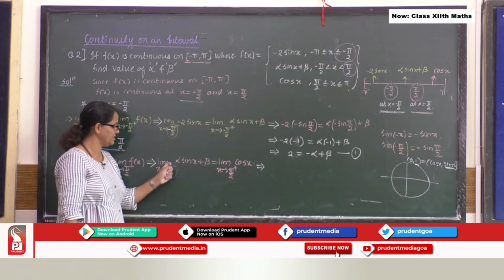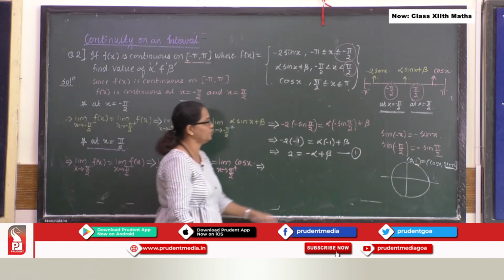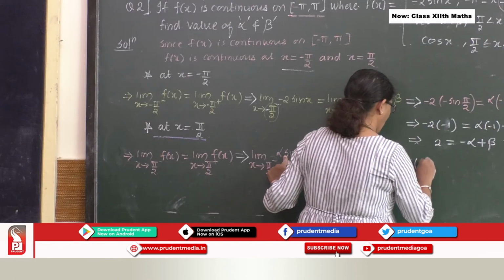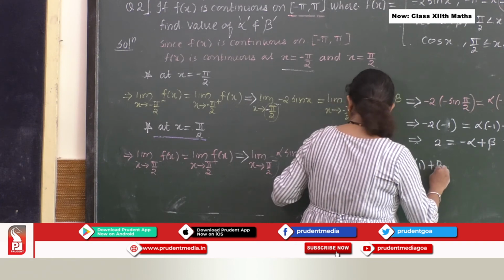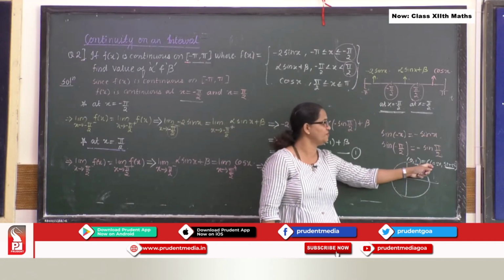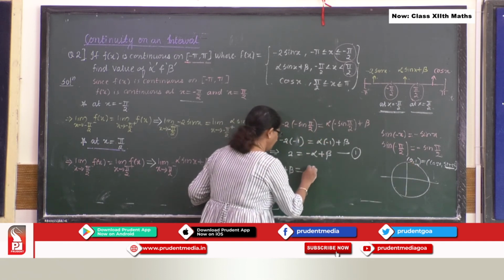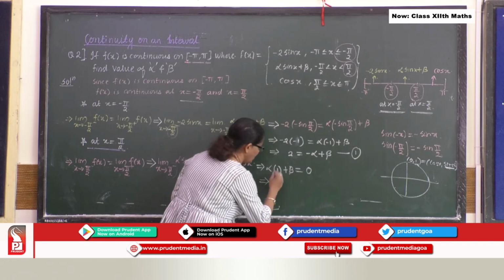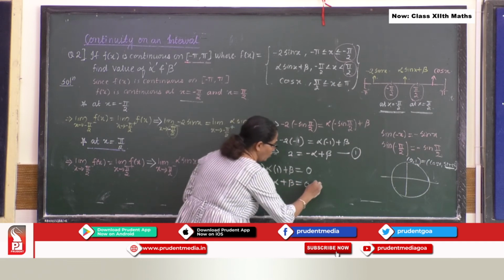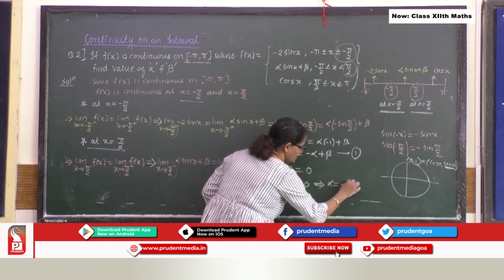So I substitute pi by 2 in place of x. Over here I get sine of pi by 2. What is sine of pi by 2? That's 1. So I get alpha times 1 plus beta, which is equal to cos of pi by 2, and that's 0. So I am here with another equation, alpha plus beta equals 0, which can be concluded as alpha equals minus beta.